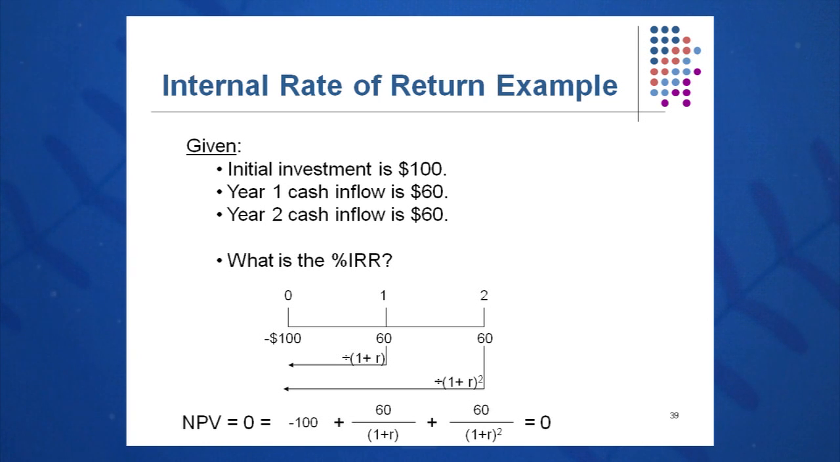This initial investment is 100, let's say 100 million, and it will return to the CFO 60 million in year 1 and 60 million in year 2. And the question is, what is the percent internal rate of return? Does it jump over her hurdle rate of 15%? So what do I do right away? NPV equals 0 equals minus 100 plus 60 over 1 plus R plus 60 over 1 plus R squared equals 0, because we said NPV equals 0. Find the rate at which my discounted cash inflows equal my cash outflow.